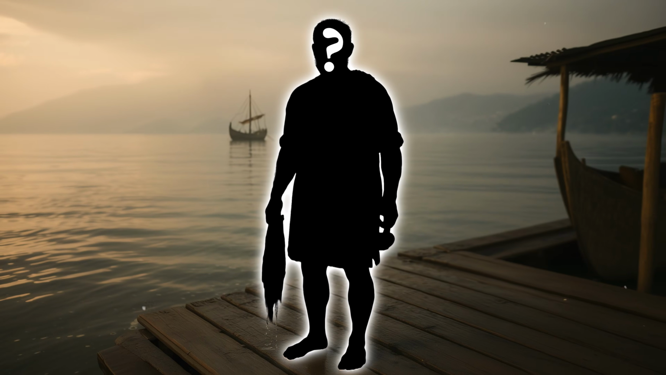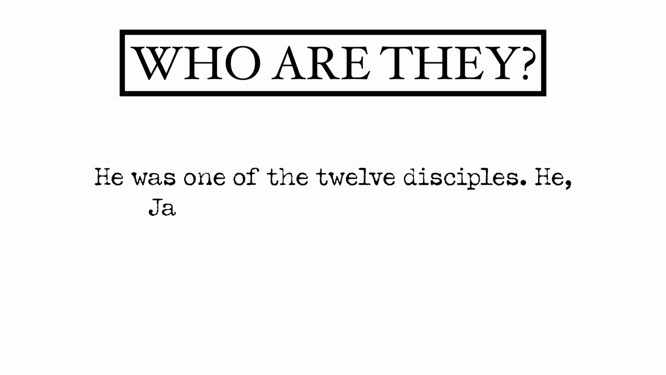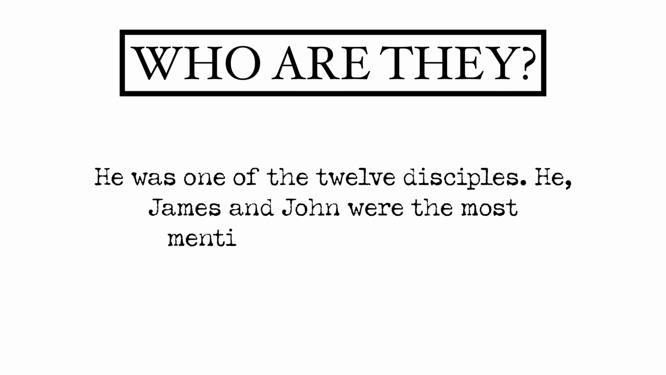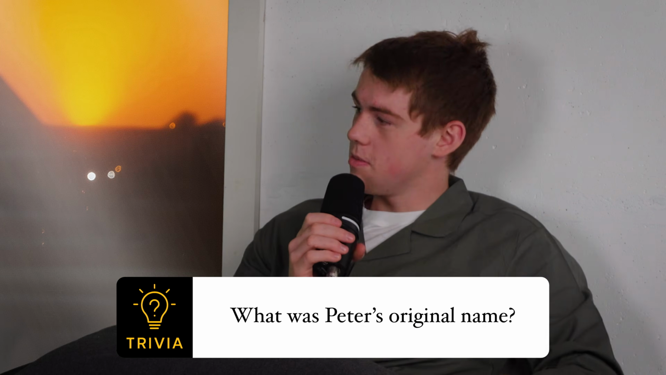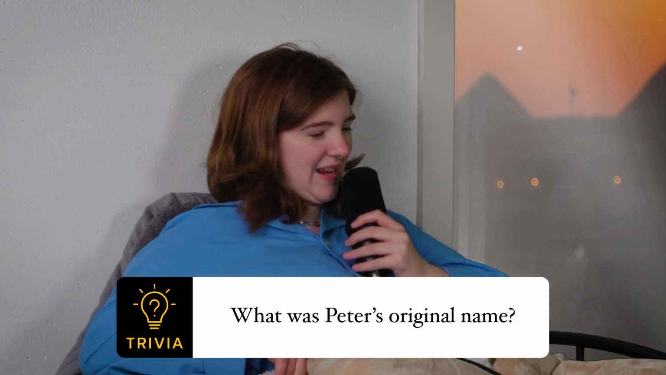Next up is Peter. He's a pretty cool character. He was one of Jesus' 12 disciples, and he, James, and John were kind of the most mentioned of the apostles. Peter is also the one who denied Jesus three times, but was reconciled, and afterwards became one of the boldest people mentioned in Acts. And so, quick trivia, Bless. What was Peter's original name? Oh, that's hard. Let me think about it.